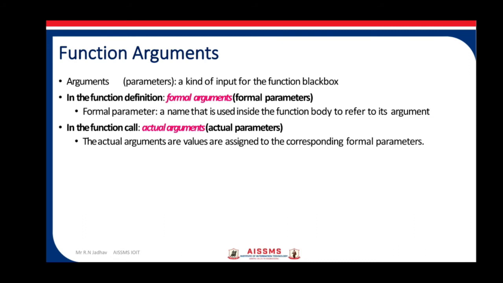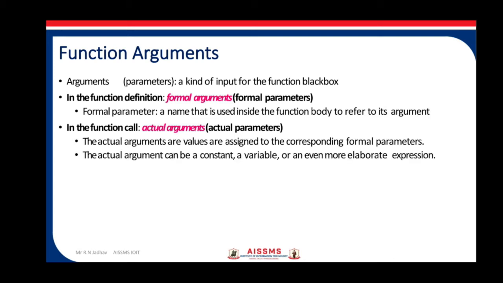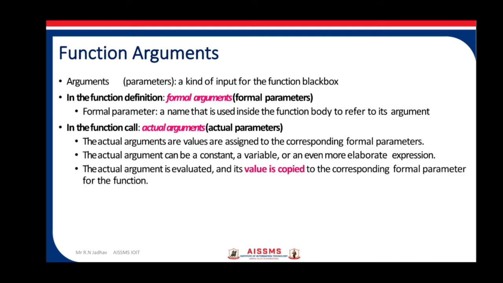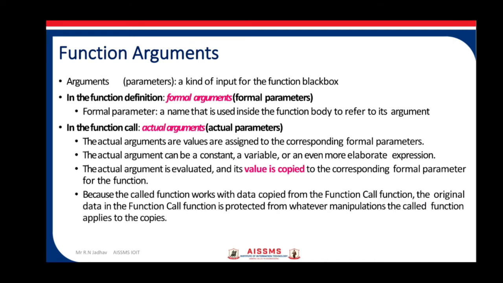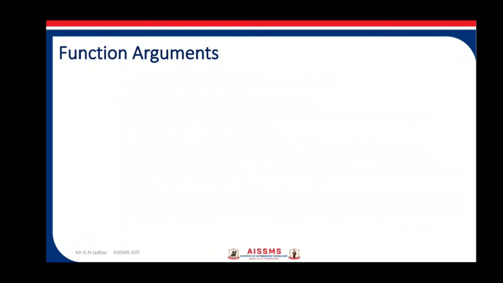And the parameters which are listed in the function call are called actual arguments. The actual arguments are the values assigned to the corresponding formal parameters. The actual arguments can be a constant, a variable, or an expression. So whenever a function is called, that expression is first evaluated and the values are then copied into the formal arguments. Now let us see one example of formal arguments and actual arguments.